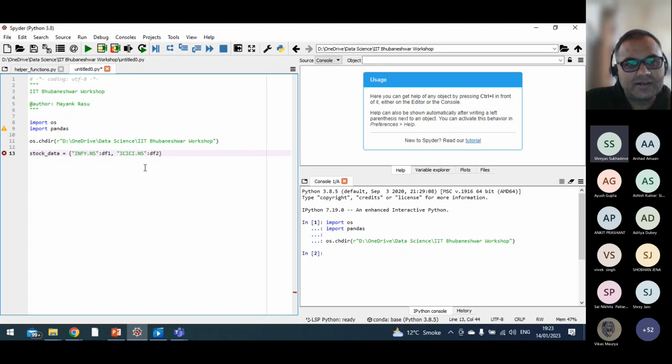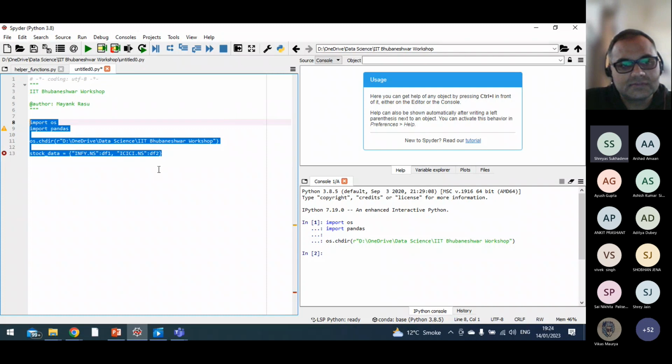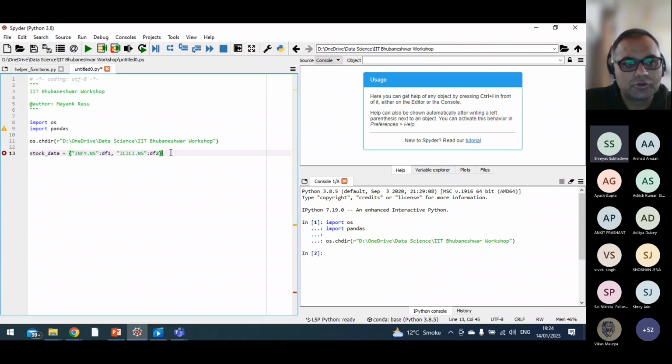I give you 10 minutes. It's not that difficult. If you don't know how to read CSV using pandas, do a quick Google search. I expect IIT Bhubaneswar students to be able to pick it up in 2 minutes. Okay, so I'm giving 5 minutes. Try to create this stock data structure. It should look something like this.